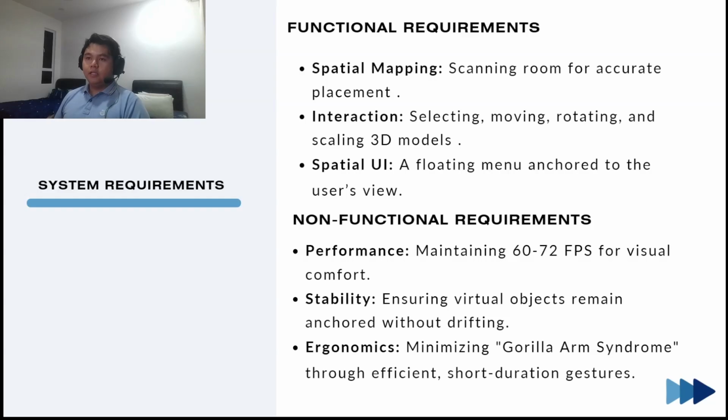And now we will discuss the system requirements. Firstly, the functional requirements. It needs spatial mapping, whereby it will scan the room for accurate placement. Then the interaction needs selecting, moving, rotating, and scaling the 3D model. Thirdly, spatial UI, a floating menu anchored to the user's view. And then secondly, for the non-functional requirements, for performance, you need to maintain 60 to 72 FPS for visual comfort.